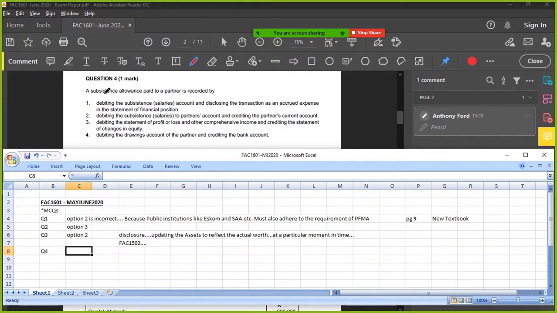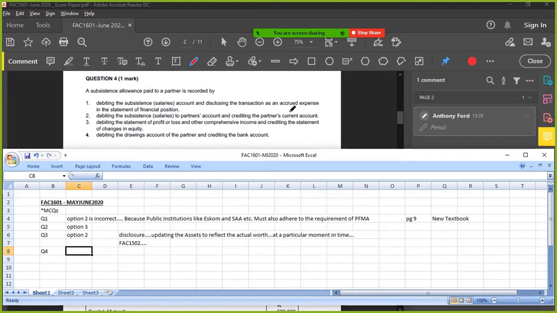Okay, so they're paying a subsistence allowance to the partner. We've spoken about partnership disclosure. Number one, debit the subsistence account and disclose the transaction as an accrued expense. Do you show this as part of salaries and wages? No. Number two, debiting the subsistence to partner's account and crediting the partner's current account. So their current account is going up because you're crediting it. Will their current account go up? No. Think about it. It's an allowance.